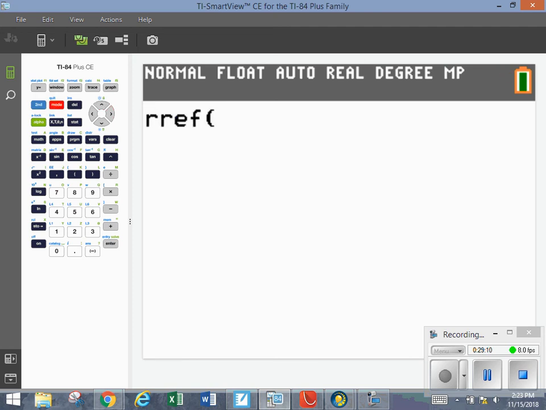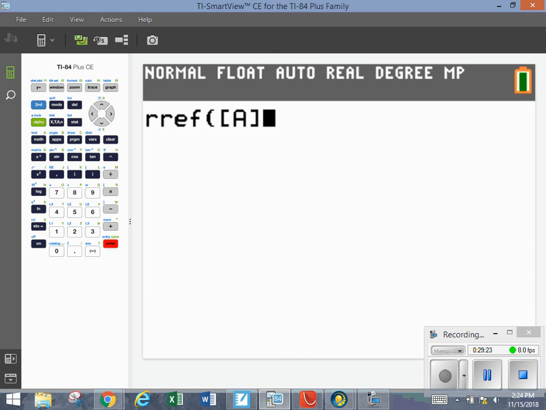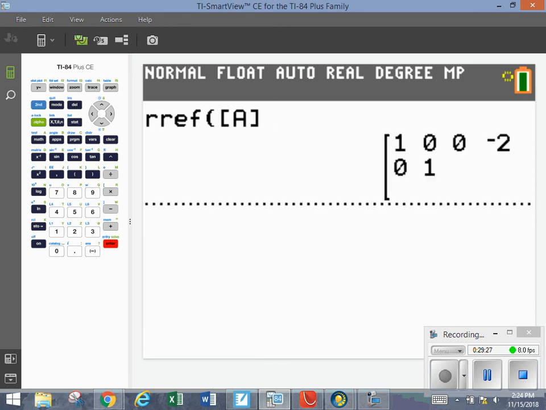All right, but I've already got it there. So now I need to tell it, hey, what am I going to put in reduced row echelon form? Matrix A. So I hit second, matrix, and I tell it matrix A. I hit enter, and it is in reduced row echelon form.